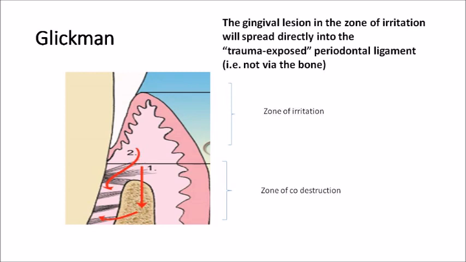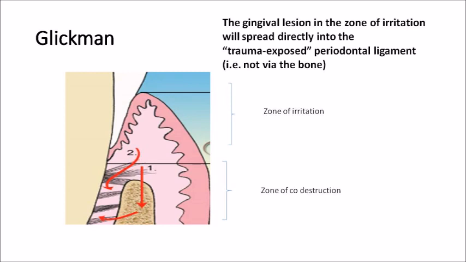Remember the very first slide we were discussing about the normal pathway of spread of inflammation, wherein it was from gingiva to the alveolar bone and from the alveolar bone to the periodontal ligament. According to Glickman, there are two zones, zone of irritation and zone of co-destruction. Zone of irritation is the marginal gingiva, and zone of co-destruction is the periodontal ligament fibers plus the alveolar bone.